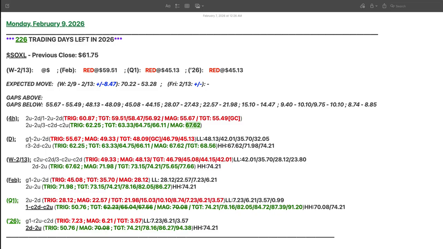All right. We did talk about on the downside on the 1-day chart, if we do go below Friday's low, that triggers this 1, 2 up, 2 down, triggering at 55.67, magnitude of 49.33.